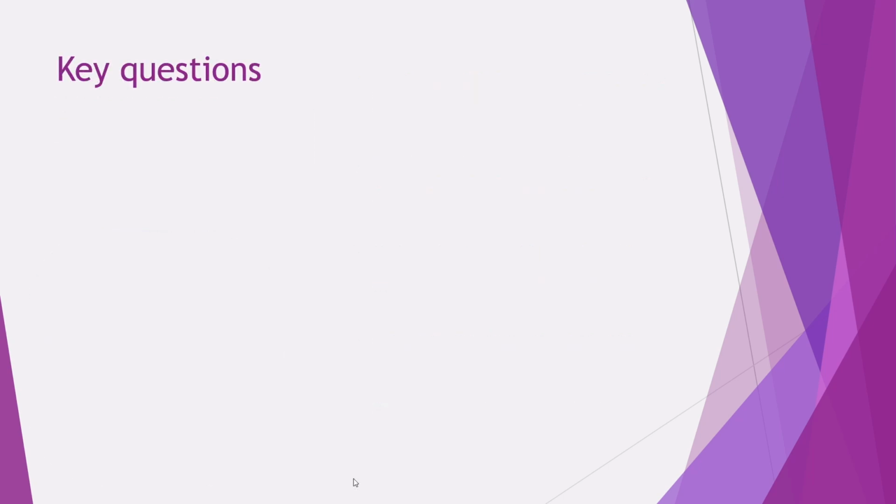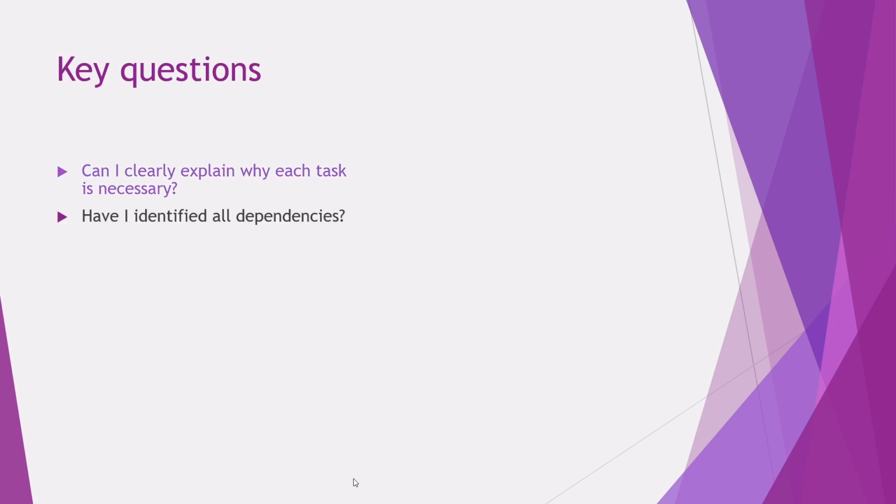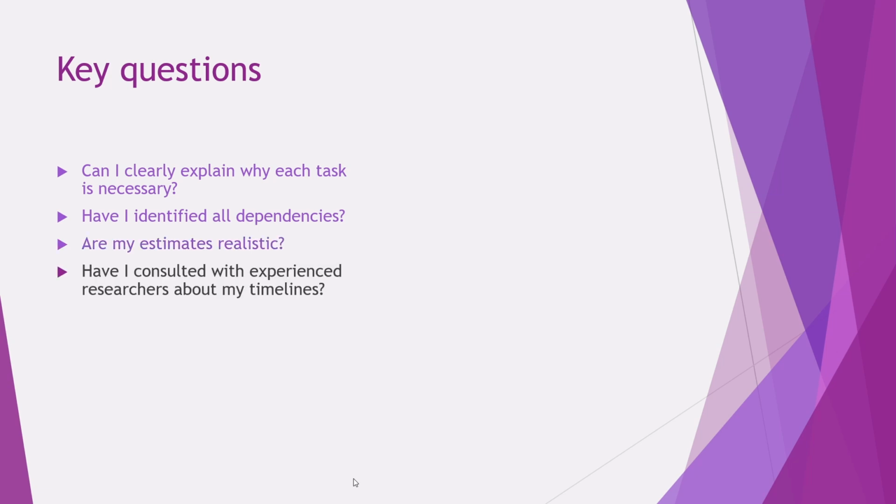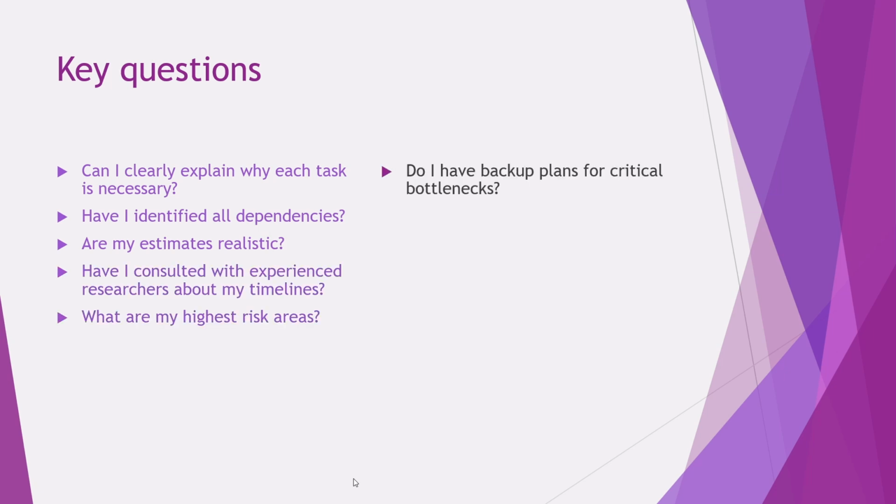Finally, key questions you need to ask yourself when doing your critical path analysis. Can you clearly explain why each task is necessary? Have you identified all dependencies? Are your time estimates realistic? Have you consulted with experienced researchers about your timeline and your activities? What are your highest areas for risks? How do you manage these risks? Do you have a backup plan for bottlenecks? Can you shorten your critical path? Are your milestones measurable and achievable?